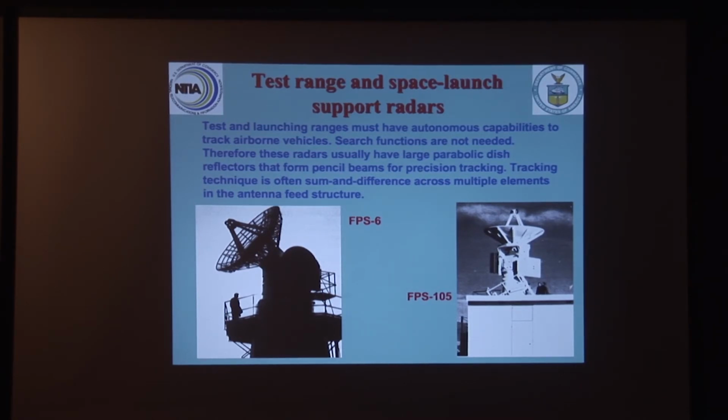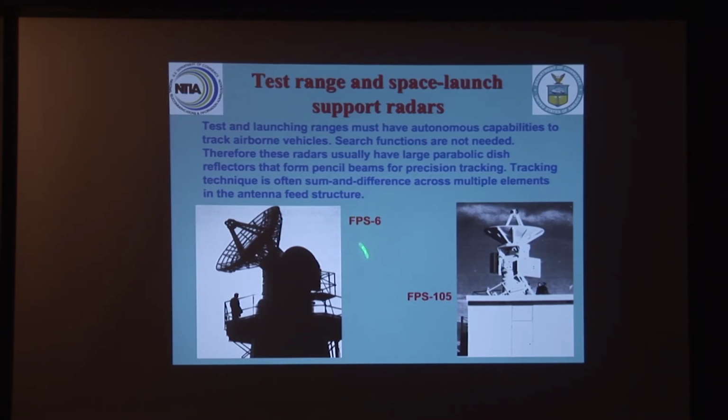Now, next is test range and launch support radars. These are radars used at test ranges like, for example, Edwards Air Force Base. If you've ever seen the movie The Right Stuff, you'll see the guys at Patuxent Naval Air Test Center and Edwards Air Force Base. Here, the problem is not to search for a target. Here, they know in advance where the target is one way or the other. They just want to track it for location and for velocity, so they have these parabolic dishes that form pencil beams, not fan beams. Examples are the FPS 6 and the FPS 105.